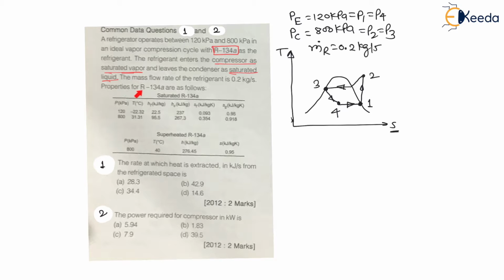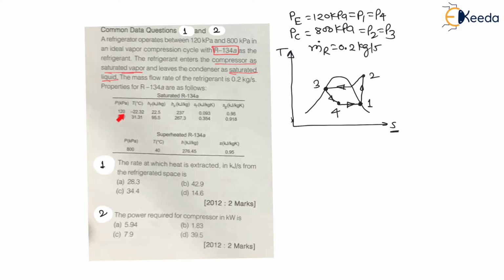Then the properties for R134A are as follows. Now here let us understand these properties. Pressure is given. My dear students, I think it is clearly visible, and if not clearly visible, here I am dictating. Pressure is given in kilopascal, temperature in degree Celsius, HF value is given. HF is kilojoule per kg, Hg is kilojoule per kg, SF is kilojoule per kg Kelvin, Sg is kilojoule per kg Kelvin, right? And first pressure is 120 kilopascal and corresponding temperature is minus 22.32 degrees Celsius.